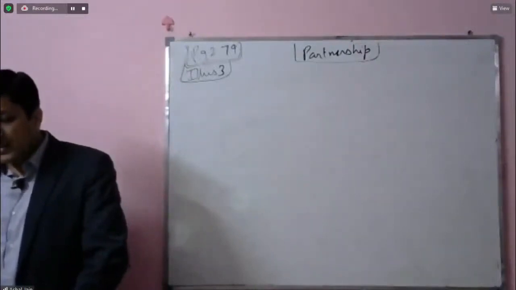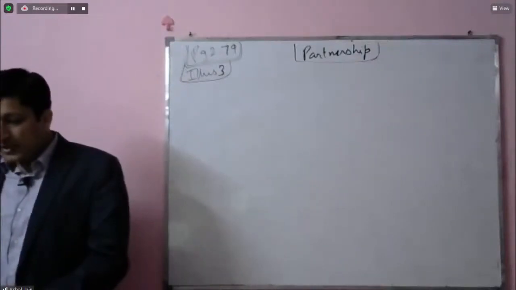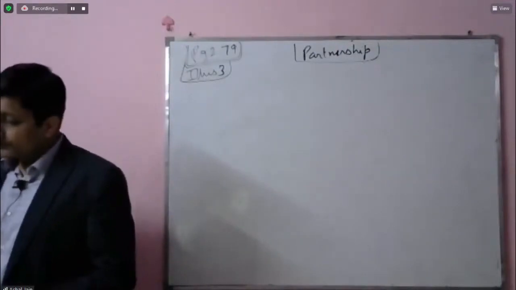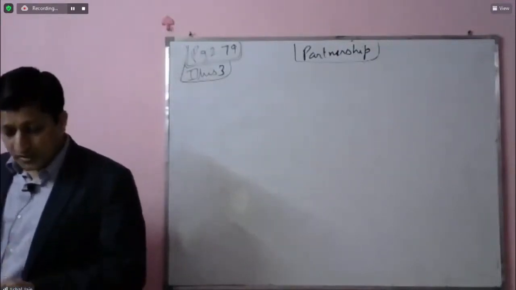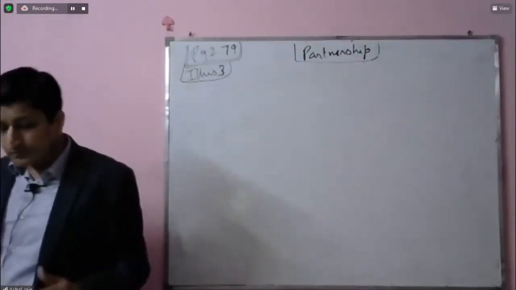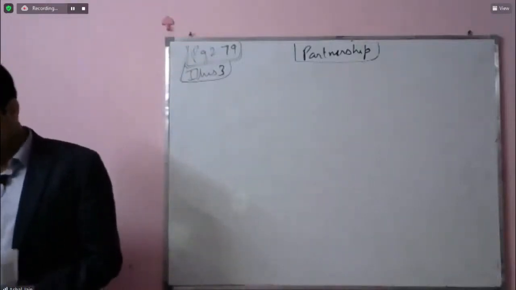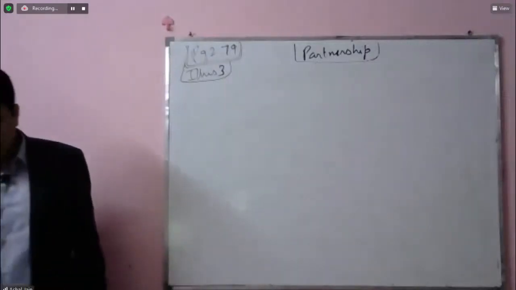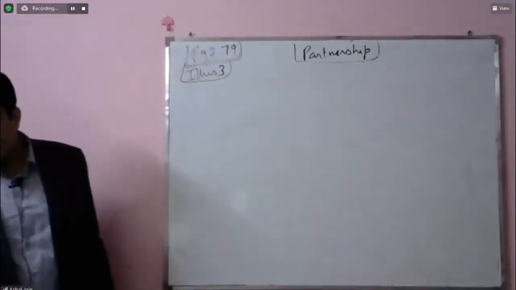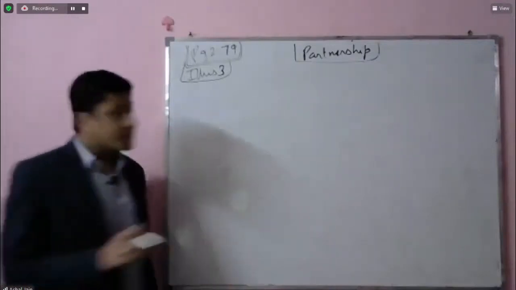Firm X and company consists of partners A and B sharing profits and losses in the ratio of 3:2. So they are sharing profits and losses in the ratio 3:2. Next, firm Y and company consists of partners B and C sharing profits and losses in the ratio of 5:3.